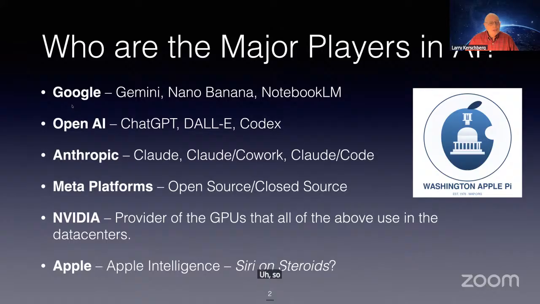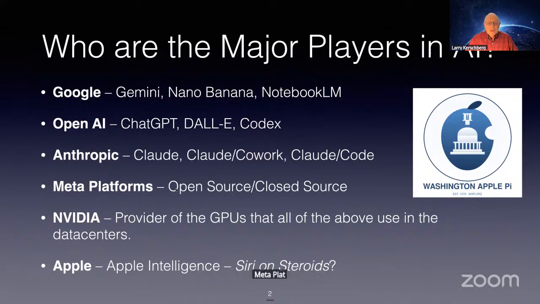So who are the major players? Well, you have Google with its Gemini, the Nano Banana, which allows you to make drawings, and Notebook LM, which I will demo later on. OpenAI has ChatGPT, DALL-E for image generation, and Codex for coding. Anthropic has Claude, Claude Cowork, and Claude Code, which you can access from its desktop app, and I'll show that.